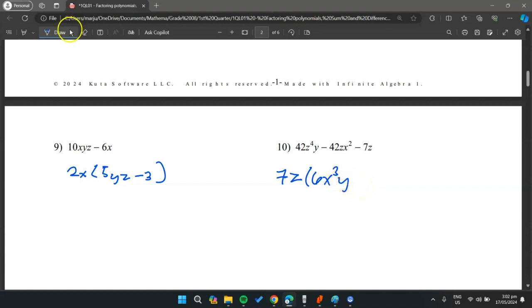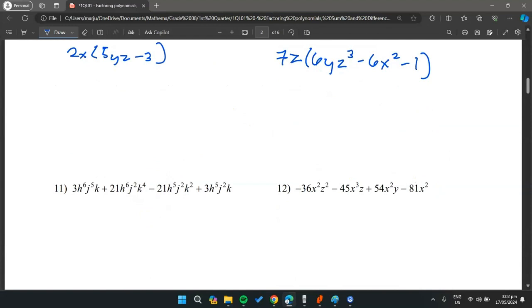Wait, why is it x? That should be z. Let's just try to arrange the letters, alphabet. So y and then z cubed minus, this is 6, and then z cancelled out, x squared minus 1. So that will be for number 10.